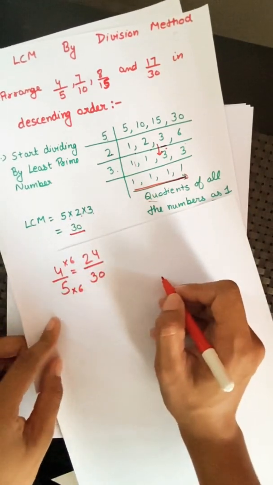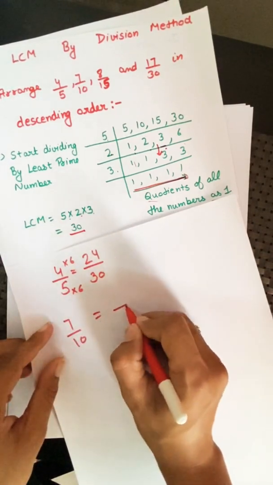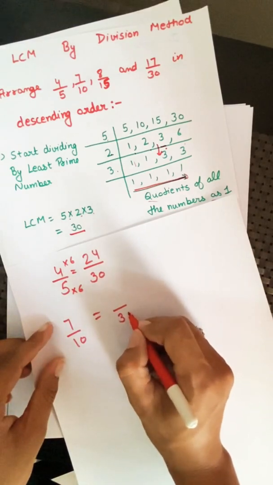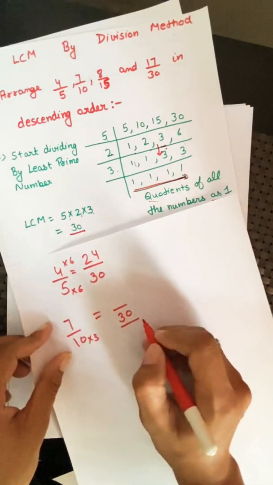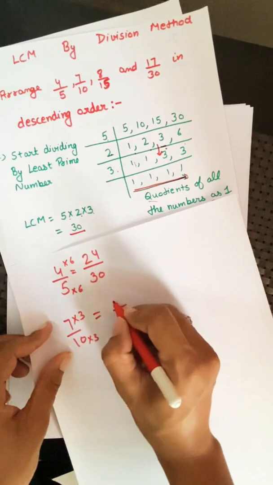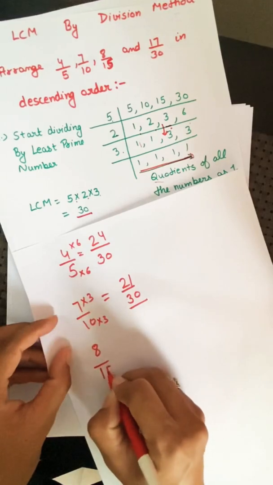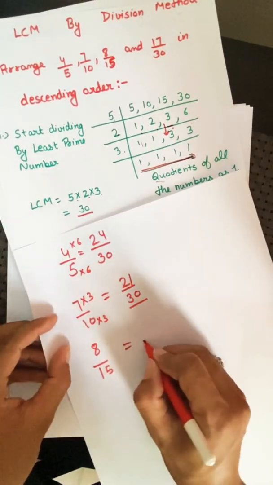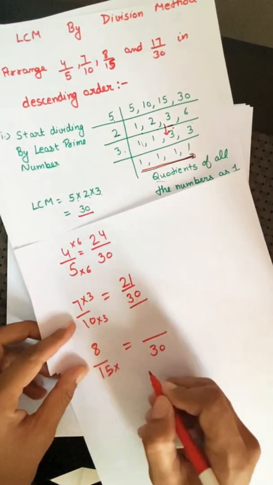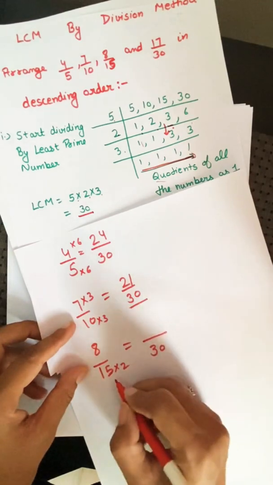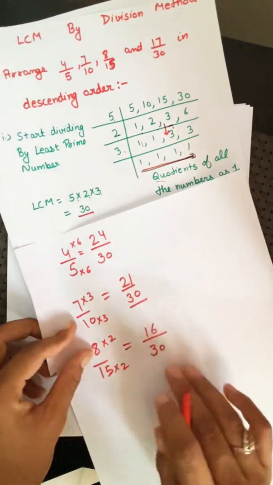24. Okay, so our next number is 7 by 10, that is we will write the LCM in the denominator portion. So on multiplying by 3 we will get 30, right, so we will also multiply the numerator by 3, that is it will be 21. Another number is 8 by 15, so we will again write the LCM in the denominator portion, and 15 multiplied by 2 is 30. We will also multiply the numerator by 2, that is we will get 16.